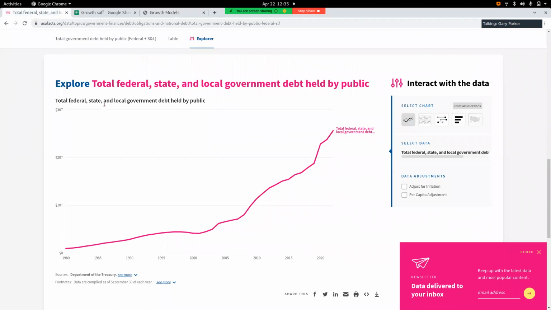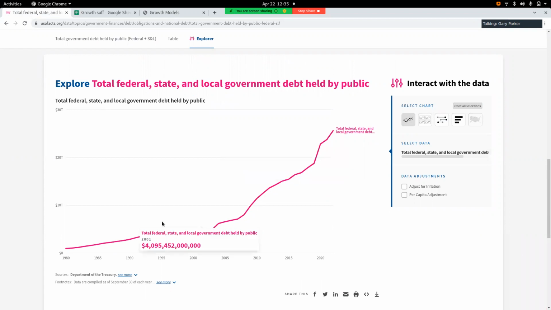So here I have a graph from usafacts.org, which is a reputable source, and this looks exponential to me. It starts off slow, shallow, and then gets steeper. And this is the total federal, state, local government debt. And you might know in Congress right now, they're arguing over whether to raise the debt ceiling because we are about to reach it and we need to pay our debts.